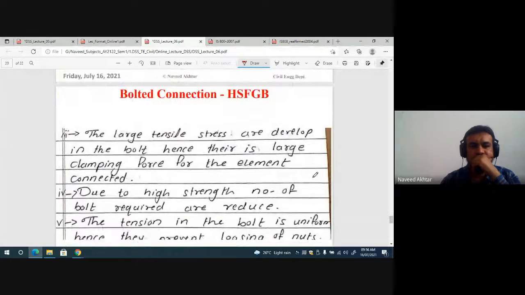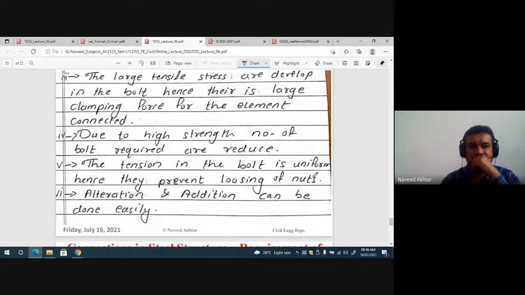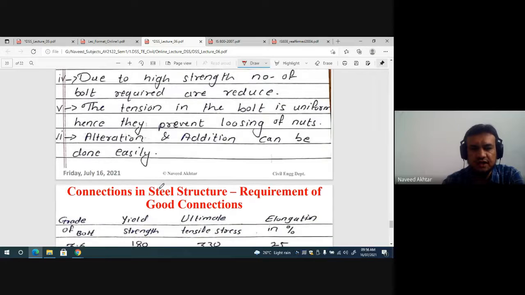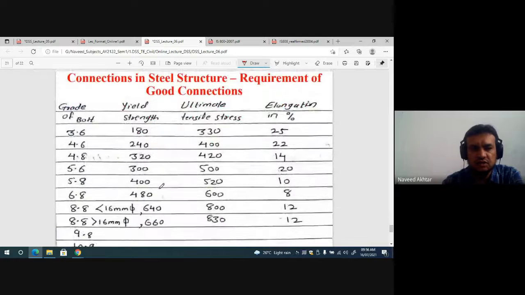Large tensile stresses are developed in the bolt, and there is a large clamping force for the elements connected. Due to high strength, the number of bolts required is reduced. The tension in the bolt is uniform as they prevent loosening of nuts. Alteration and addition can be done easily. So these are the some of the advantages of the bolt. Their grade is given here, and based on grade, the yield strength and ultimate strength will be given.